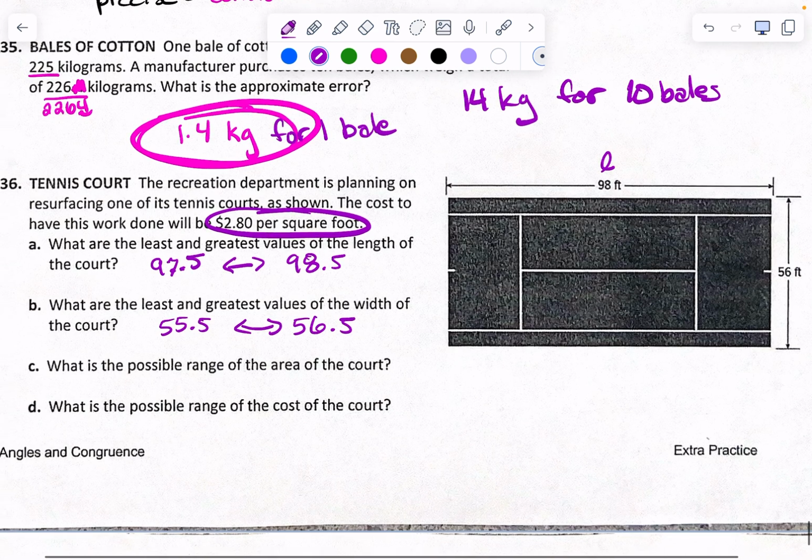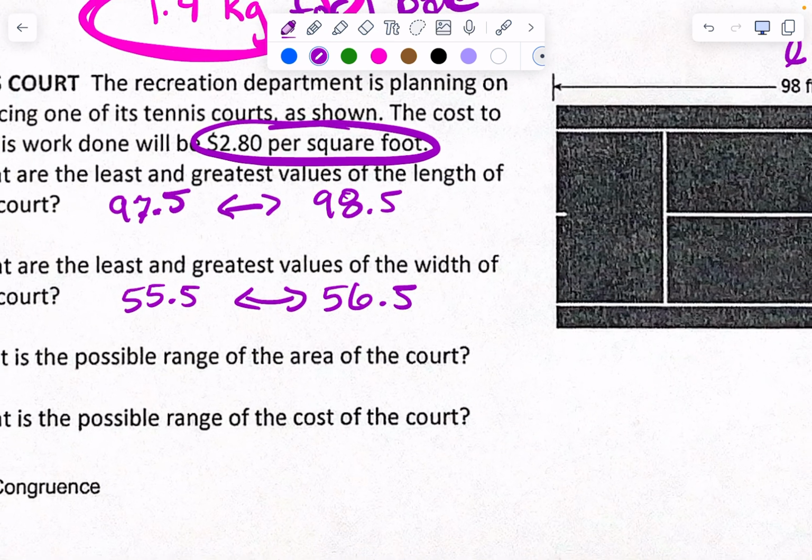Why is it not 4 instead of 5? Because anything, yeah. So technically it's like this.